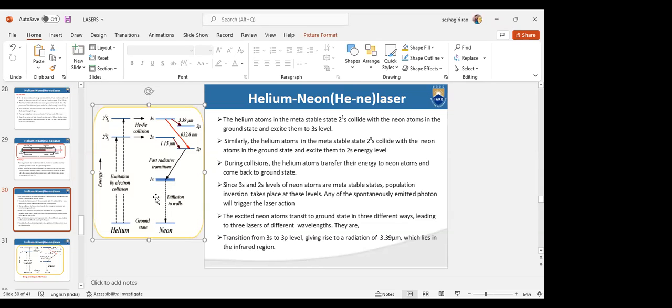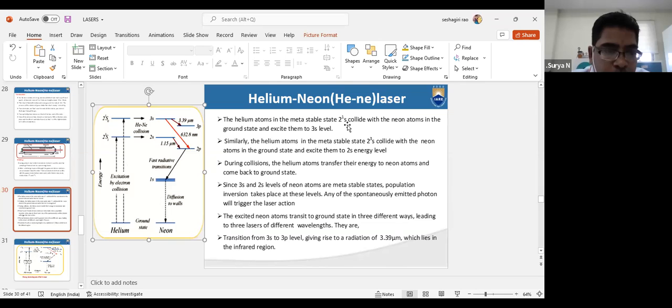See here. The helium atoms in the metastable state 2,1s, this is your helium atom and this is neon. Helium is taken 10 times and neon 1 time. The helium atoms in the metastable state 2,1s collide with the neon atoms in the ground state and excite them to the 3s level.